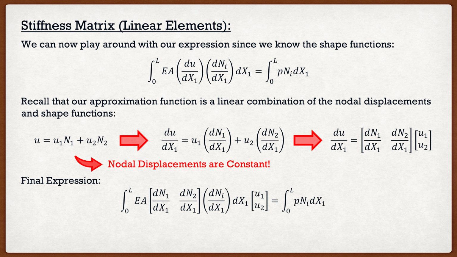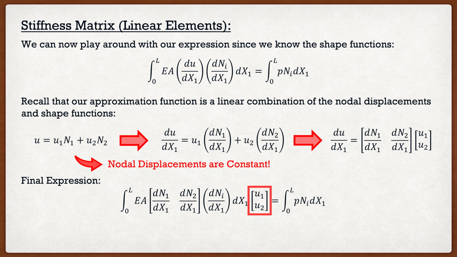So the first thing I really want to emphasize is that when we look at this expression, I took that nodal displacement vector, u1 and u2, and I moved it outside of the integral. Why did I do this? Well, it's constant. Remember that those nodal displacements are constant. Therefore, when I take the derivative of them, or if I integrate them, they're just constant. So I don't really need to include them within the expression.